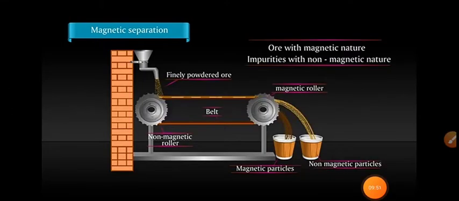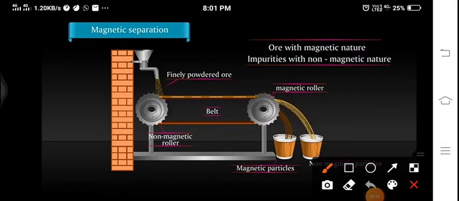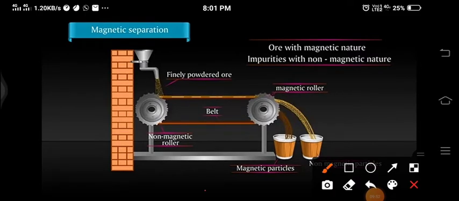So hence we can say this is the way of separation of magnetic and non-magnetic particles. Near these belts, you can observe one container. In that, magnetic particles are collecting, and whatever is non-magnetic, obviously they are not attracted to this belt because this belt is magnetic. So they just get thrown away and are collected in the other container.